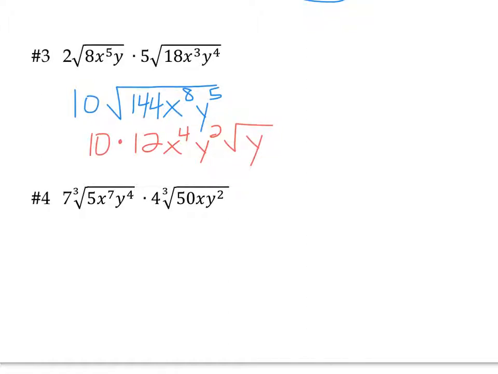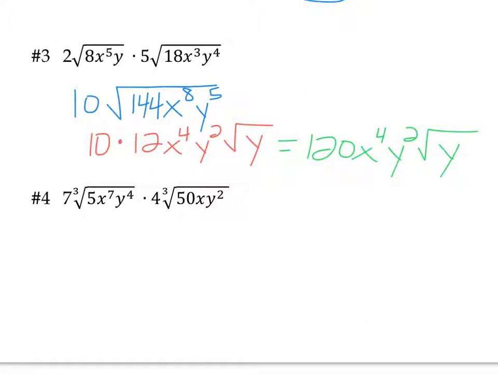Remember, this is times the 10. Now, we don't want to forget about the 10, but we didn't need to worry about the 10 when we simplified this radical. But remember, this is 10 times this square root. So it's 10 times still all of this. So now we can multiply the 10 and the 12 together. So whatever number you might be able to take out of the radical sign multiplies this number that's in front of it. So now our final answer then is going to be 10 times 12, which is 120, x to the 4th, y squared, and then the square root of y.